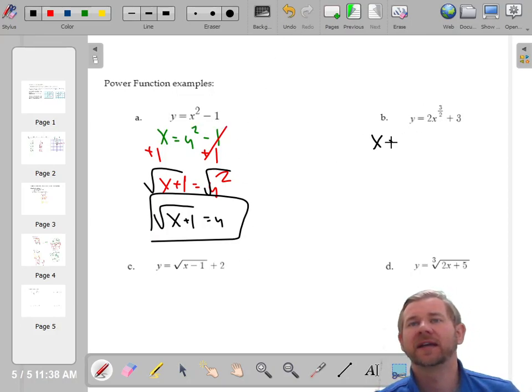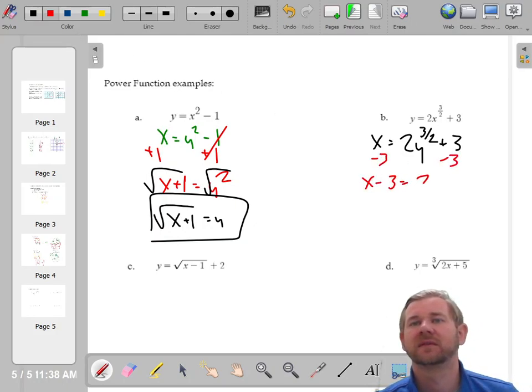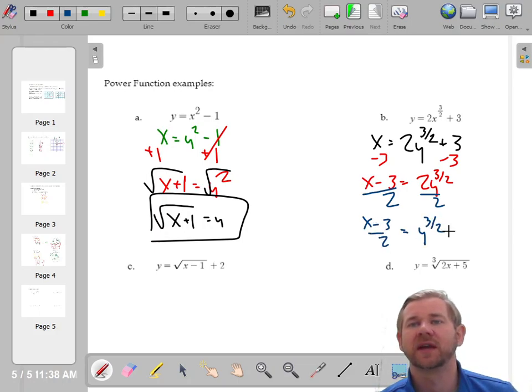Same thing here. X equals 2 times y to the 3 halves. Now we got to follow the steps here. Subtract 3 first. And now to undo multiplying by 2, we're going to divide by 2. So you have x minus 3, over 2, equals y to the 3 halves.